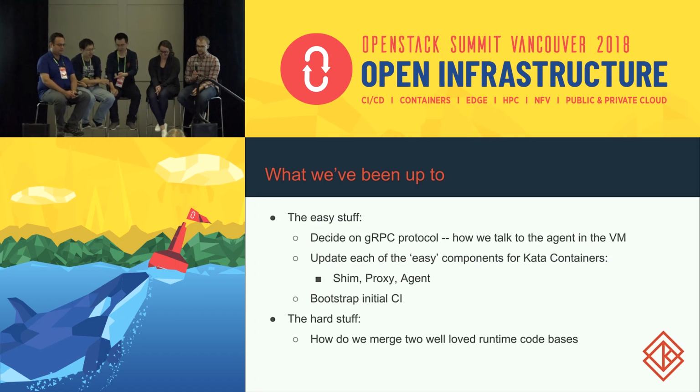There was a lot to do since there were projects that have existed for a couple of years. So the first thing we did was work on the really easy stuff. In our design, we have a shim on the host, we have a proxy for it, we have an agent running in the guest, which is actually going to create the containers, and we have a protocol that we could define on how all these talk together. So that was step one.